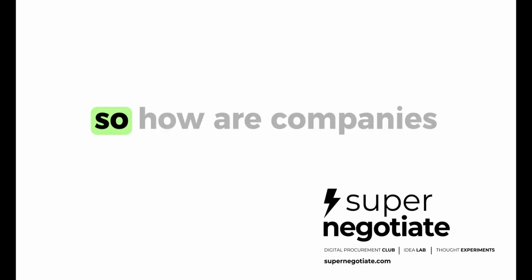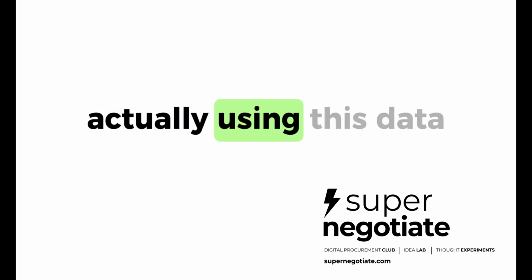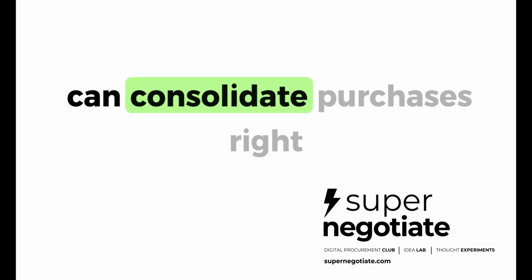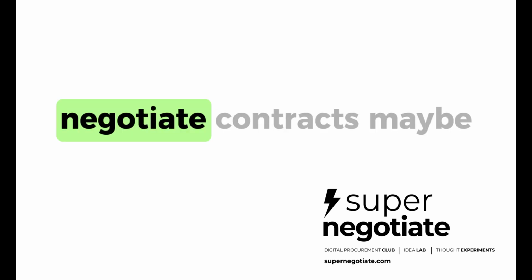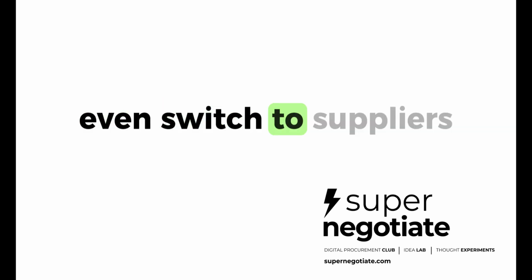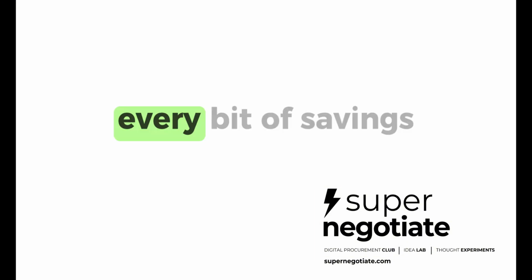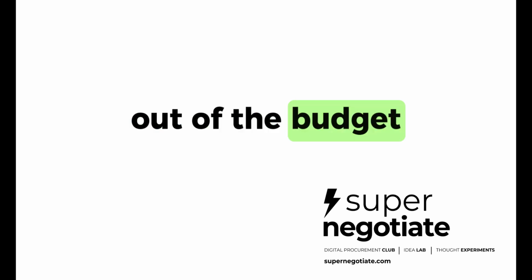Okay. So how are companies actually using this data analytics? Well, they're using it to analyze their spending, find places where they can consolidate purchases, renegotiate contracts, maybe even switch to suppliers that are more cost-effective. So they're really squeezing every bit of savings out of the budget. That's right.